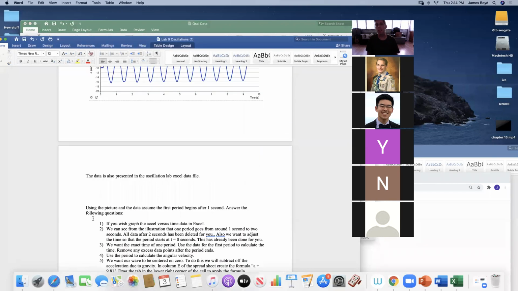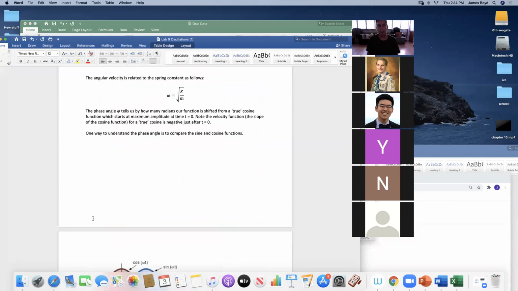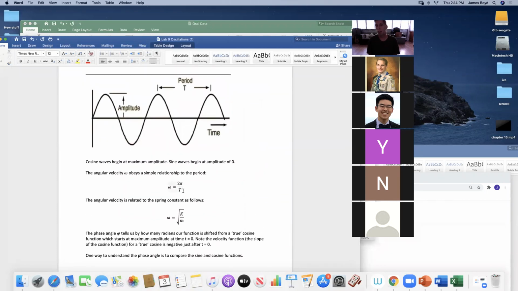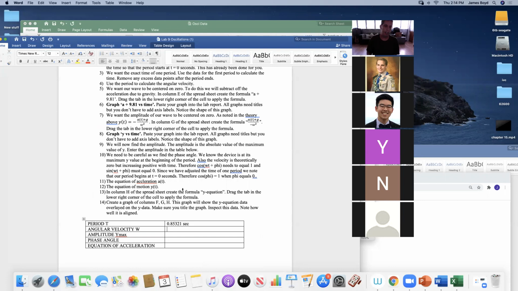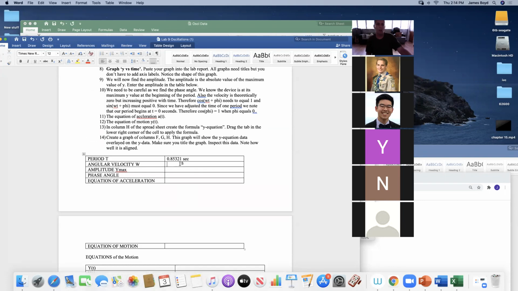Now, finding the angular velocity. If I know the period, I can always find the angular velocity from omega is 2 pi over T, or T is 2 pi over omega, whichever way you want to see it. So take 2 pi and divide that by your period here, and that is your omega. If I do that, 2 times pi divided by 0.85321, I get 7.364, and we can leave it at that. You can put 2 if you want, rad per second.